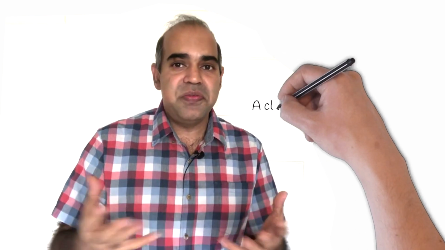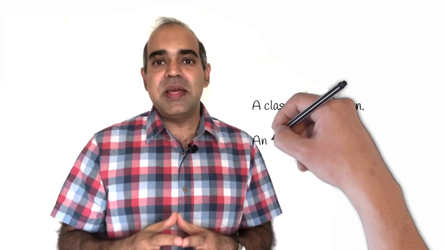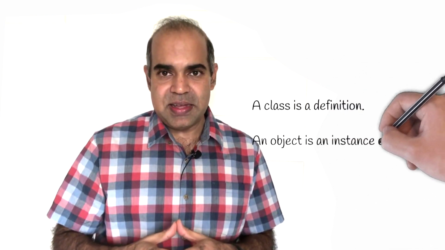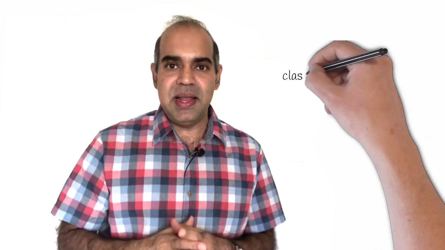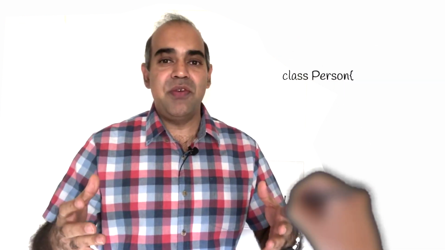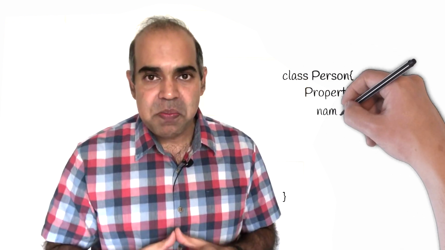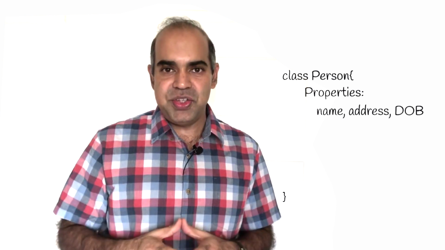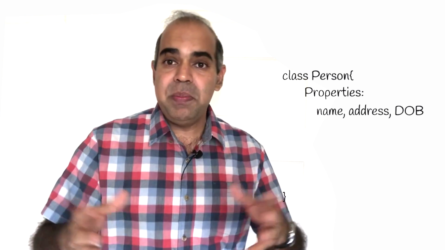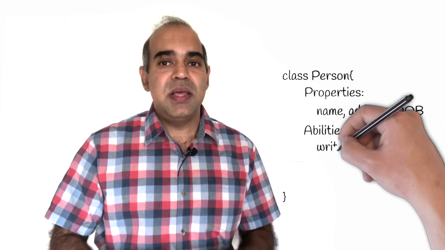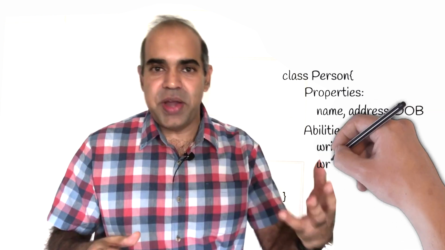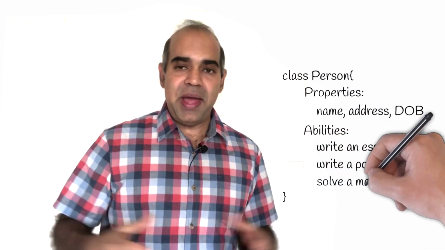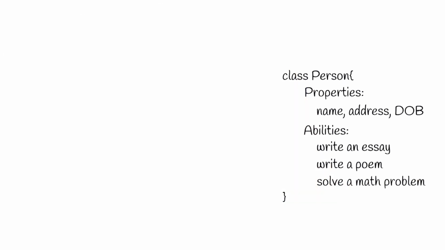You can consider a class as the definition of something. An object is an instance of a class. For example, a person is a class. A person may have properties like name, address, and date of birth. In addition, a person may have abilities such as writing essays, writing poems, solving math problems, and many more.